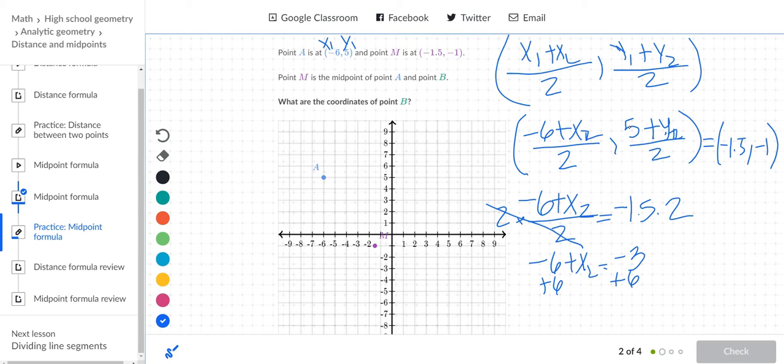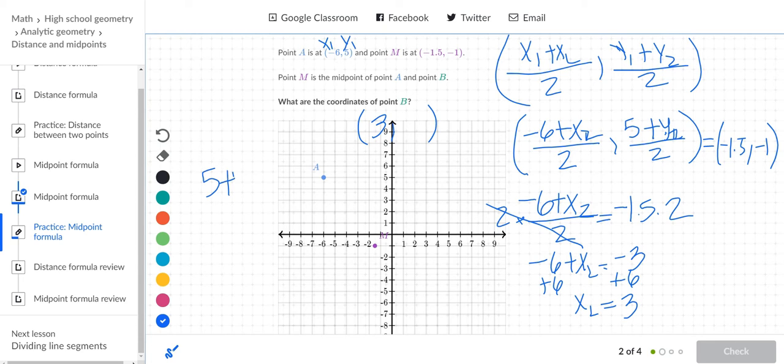I always undo to get the x by itself, and I get x2 equals 3. My endpoint is an xy coordinate. It's going to be 3. Now I do the same thing for my y's. So I'm going to do my y over here.